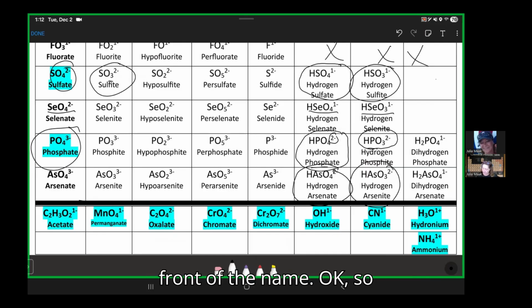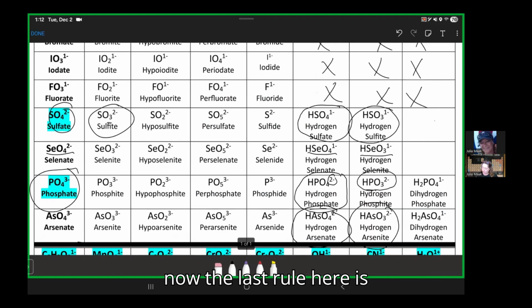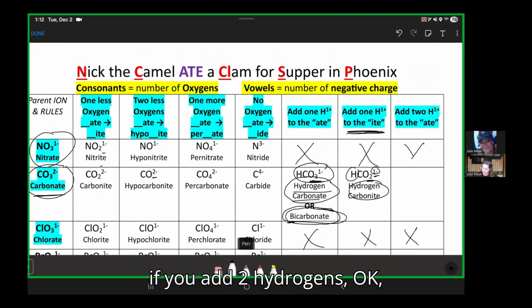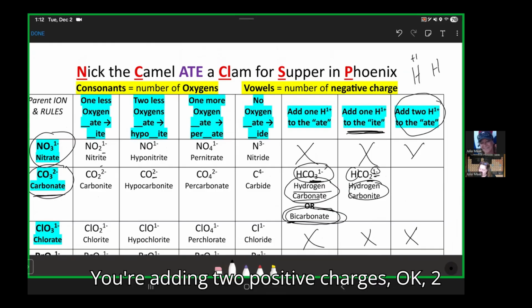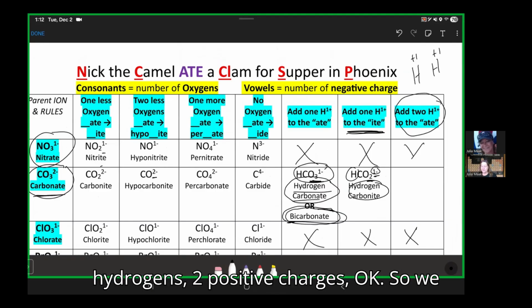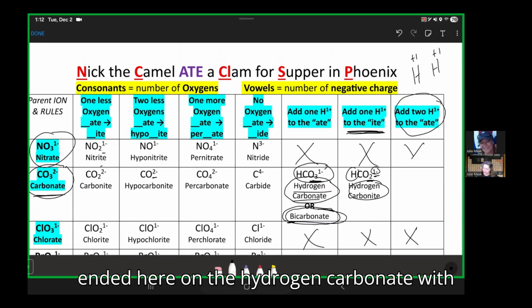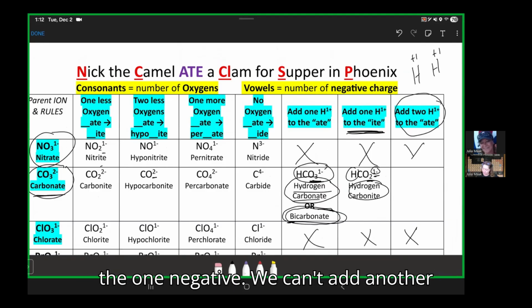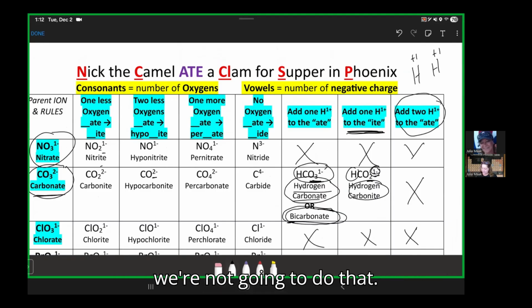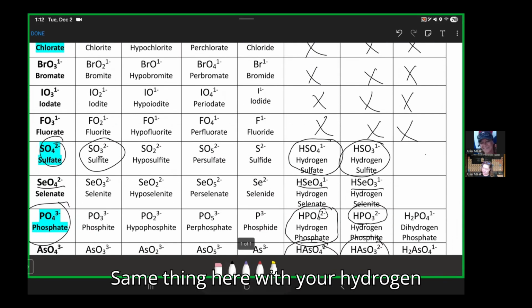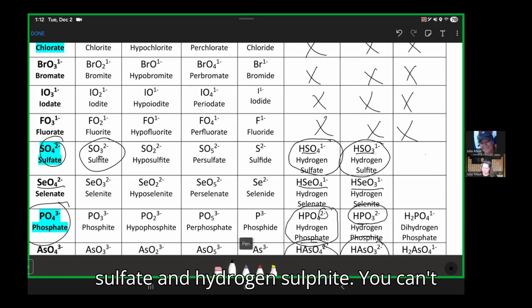Okay, so now the last rule here is if you add 2 hydrogens. Okay, so if you're adding 2 hydrogens, you're adding 2 positive charges. Okay, 2 hydrogens, 2 positive charges. Okay, so we ended here on the hydrogen carbonate with the 1 negative. We can't add another hydrogen and still have a charge, so we're not going to do that. Same thing here with your hydrogen sulfate and hydrogen sulfite.